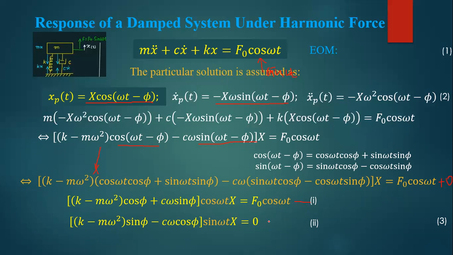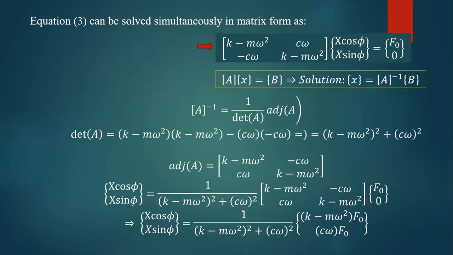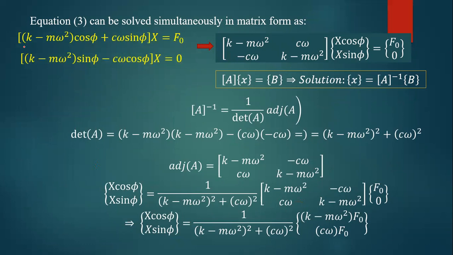In these equations, the cos omega t and sine omega t terms can be removed. Finally, we have these equations. These two equations will be placed in matrix form, in A, B, C, D matrix type, with x cos phi and x sine phi. This matrix times this vector gives us F naught, and the second row gives us zero. So this is the matrix form of representation.